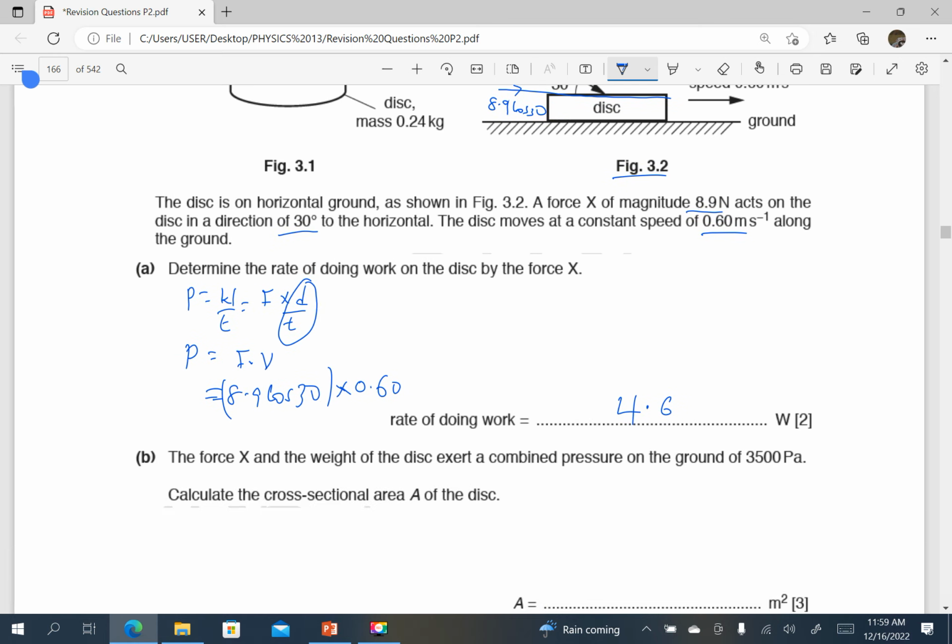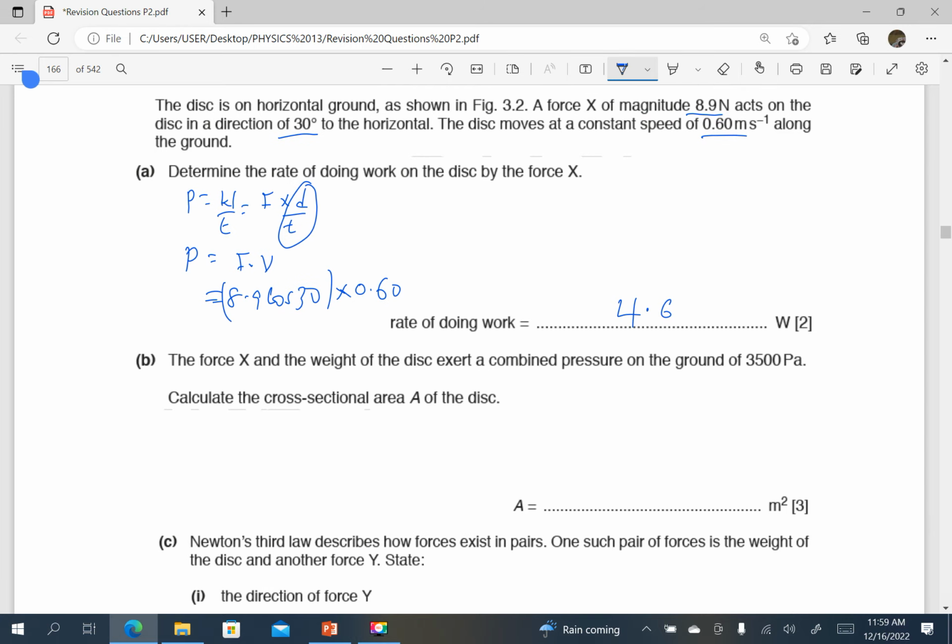That one we saw in work, energy, and power. The force X and the weight W, the weight of the disk, exert a combined pressure on the ground of 3,500 pascals. Calculate the cross-sectional area A of the disk. Remember, pressure is force over area. The force X and the weight of the disk exert a combined pressure of that on the ground.